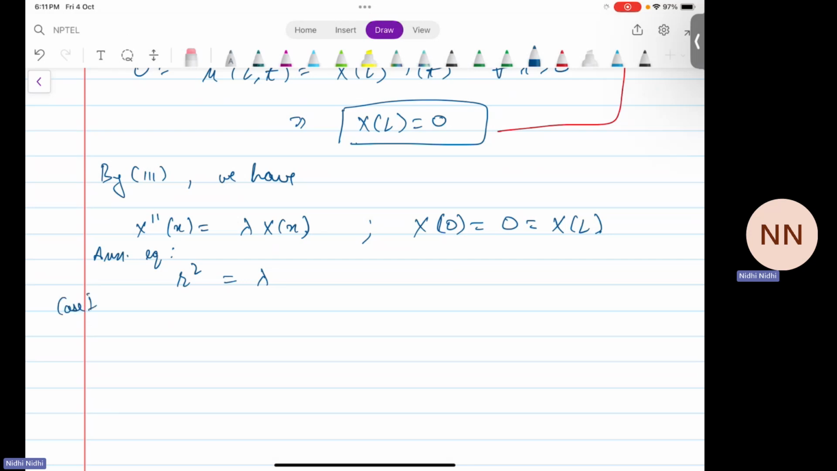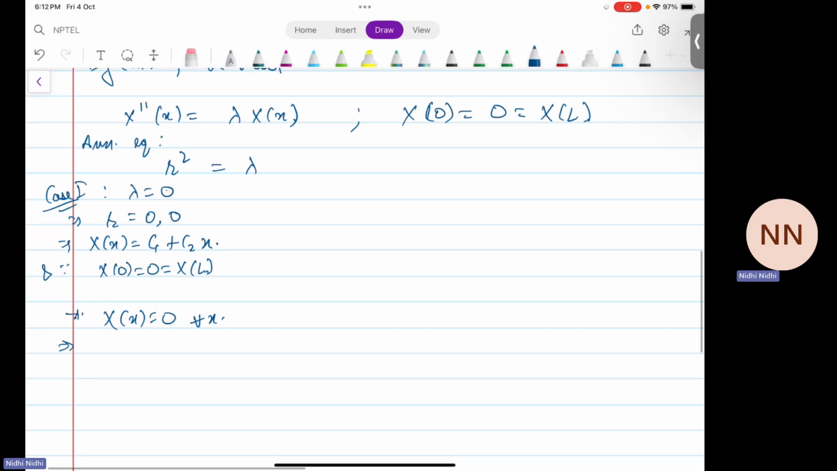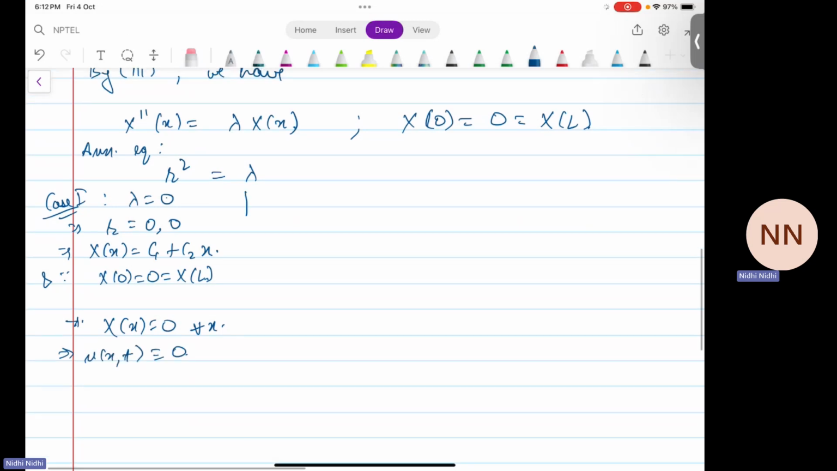Case 1, lambda is equal to 0. In that case, r is 0, 0. This implies X is equal to c1 plus c2 x. And since X(0) is 0, which is equal to X(L), we will get X is 0 for every x. That will give us that the function u(x,t) is a trivial function. That is not what we need. We are in search of a non-trivial solution.